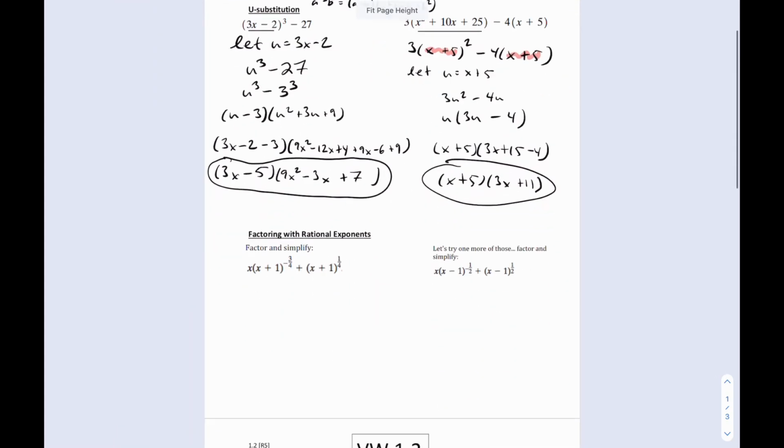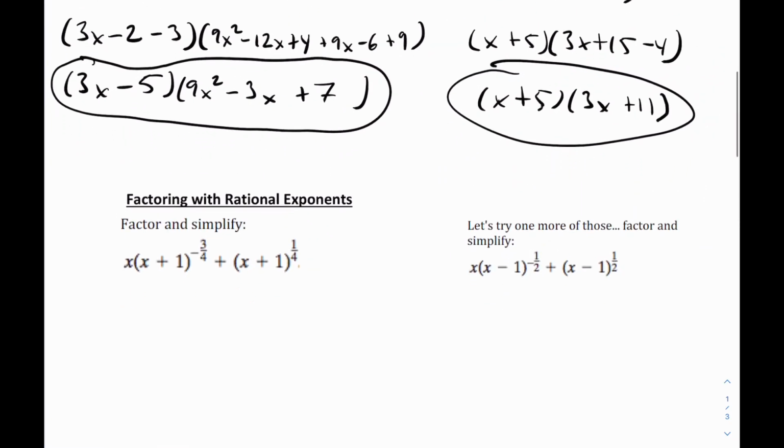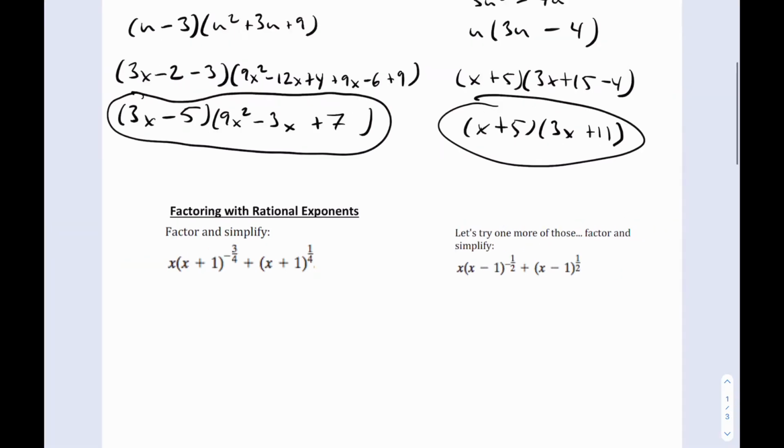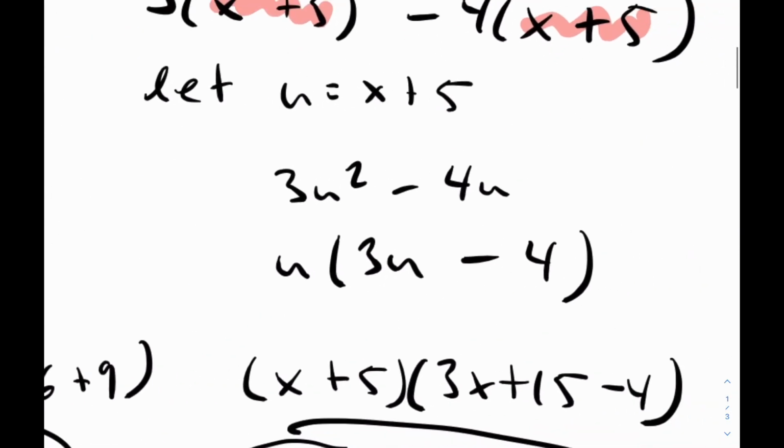Our last two examples for this video, it's going to be factoring with rational exponents. So notice how these look pretty weird, and that's mainly because of these exponents here. You've probably never factored something this complicated. So before we do this, we're going to think about factoring in general. So notice how we did this problem right here. This 3u squared minus 4u.